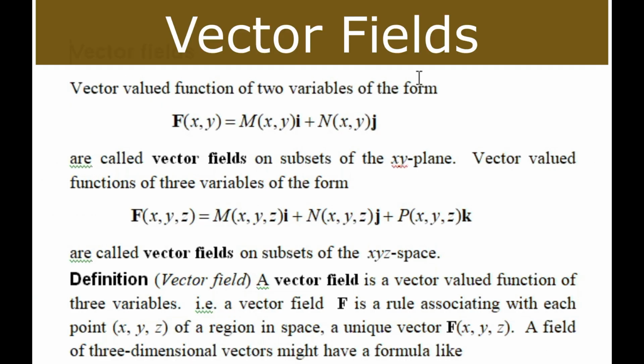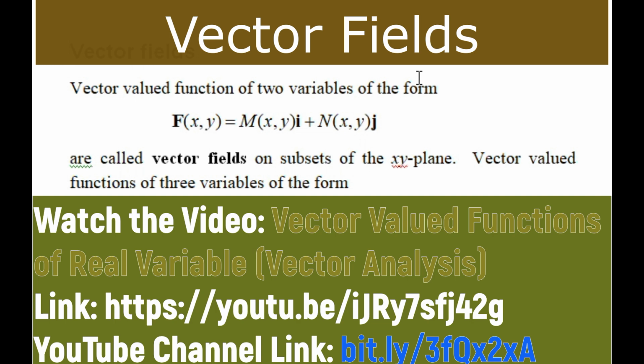Vector fields are also functions, but the difference between scalar fields and vector fields is that vector fields produce vectors. Already in the discussion of vector valued functions of a real variable, we have functions of the form r of t equal to x of t i plus y of t j plus z of t k, which produces a vector corresponding to the parameter t.